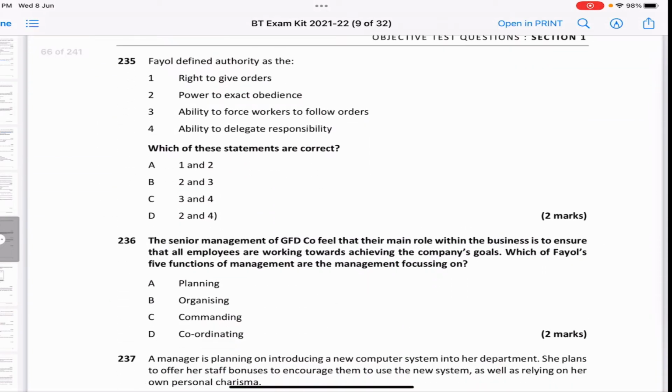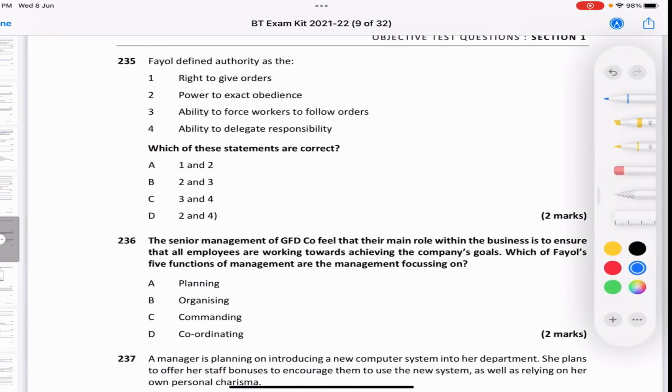Fayol defined authority as: right to give orders, power to exact obedience, ability for the force to follow others, ability to delegate responsibility. So, what has Fayol given? Fayol said that authority is the right to give orders and power to exact obedience.